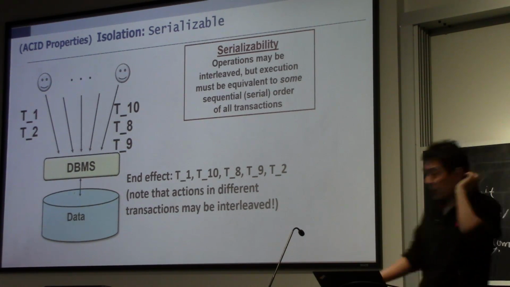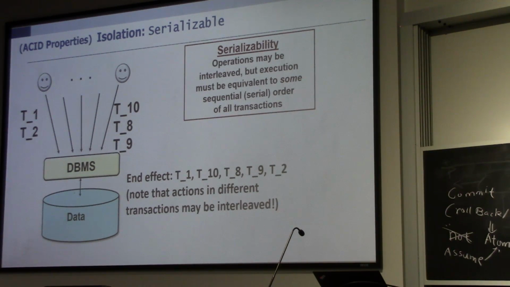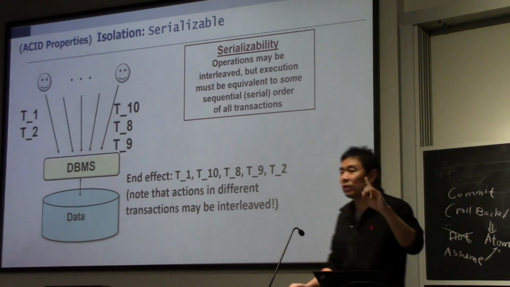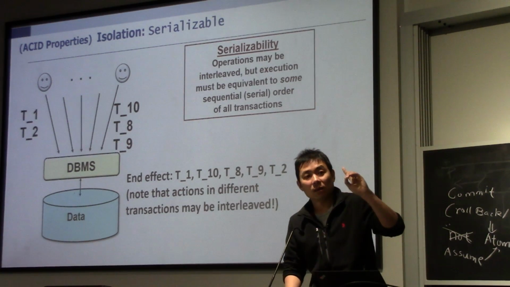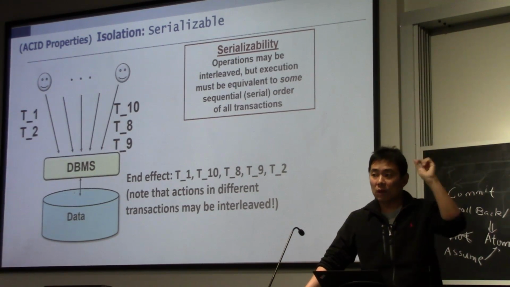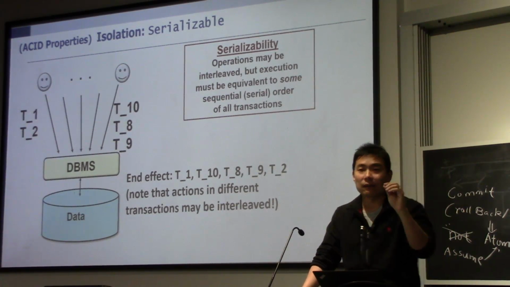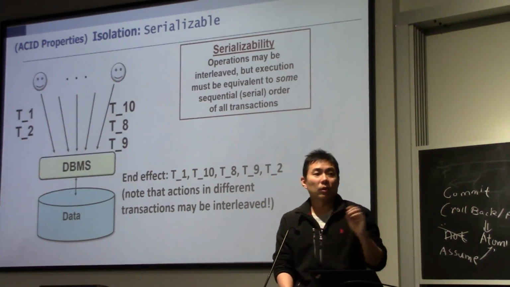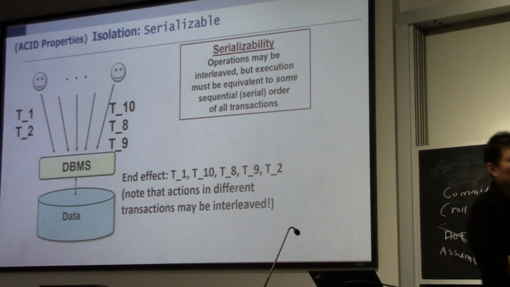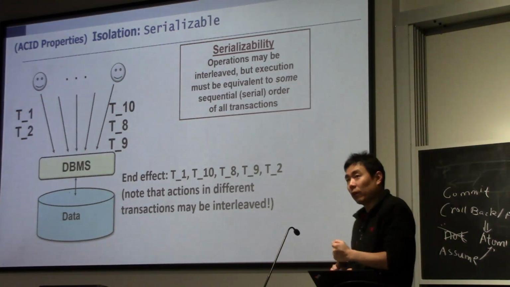So this actually has different so-called isolation levels, and different isolation levels give you different semantic guarantees. The strongest isolation level is what we call the serializable isolation level, or in short, serializability. Okay, serializable isolation level refers to the following.